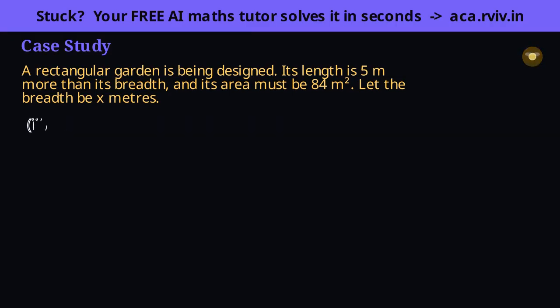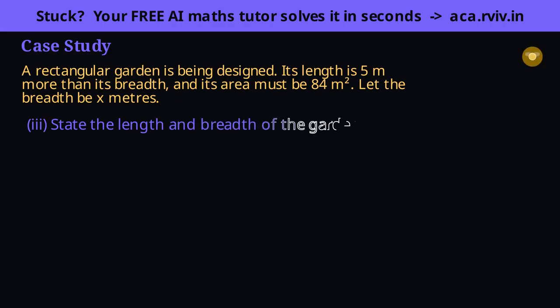This is the interpret back step. A breadth is a real length, so it can't be negative. Reject x equals minus 12 and keep x equals 7. The length is 5 more than that. Rejecting the negative root as physically impossible, the breadth is 7 meters and the length, 5 more, is 12 meters.